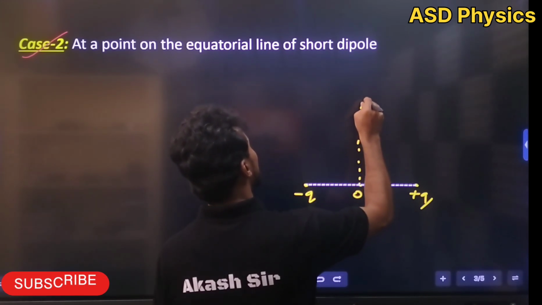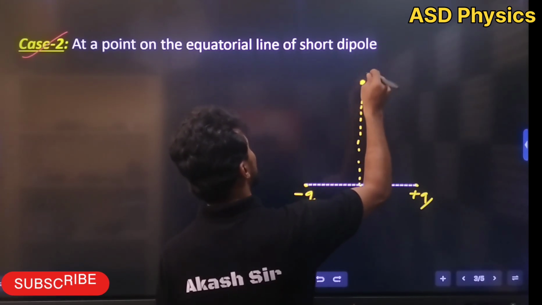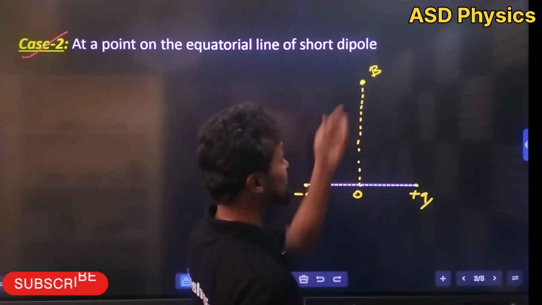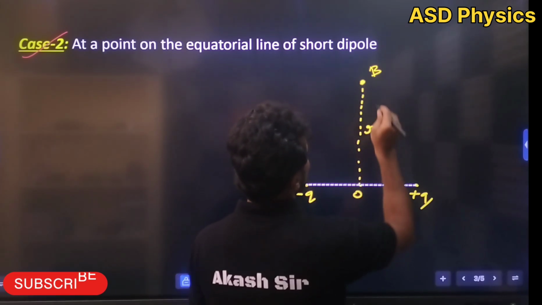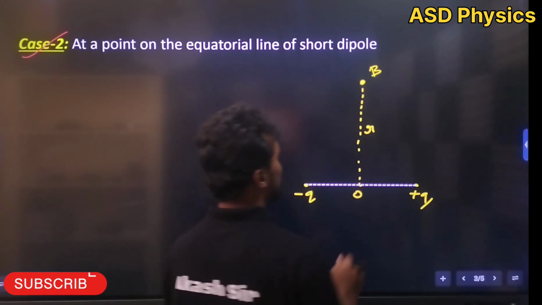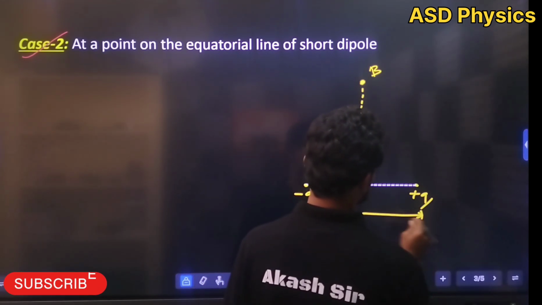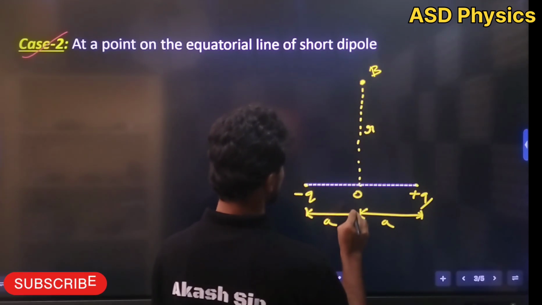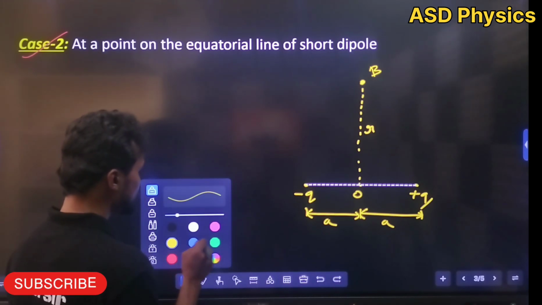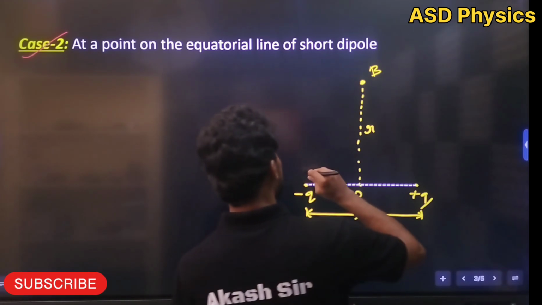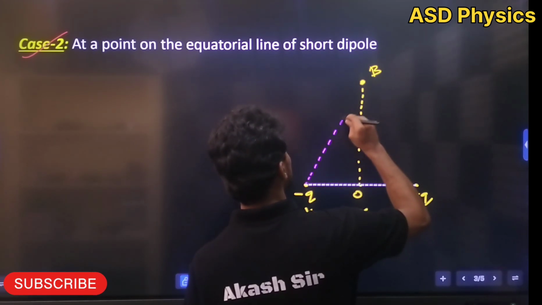Here I have taken one point, point B. So this is my center and this is the observation point, and this is small r, the distance from the center to the observation point. Now this distance is A, we know very well, and this distance is also A. Whenever we have to write the equation, we should know the distance from the center to the observation point. So we'll connect them like that.